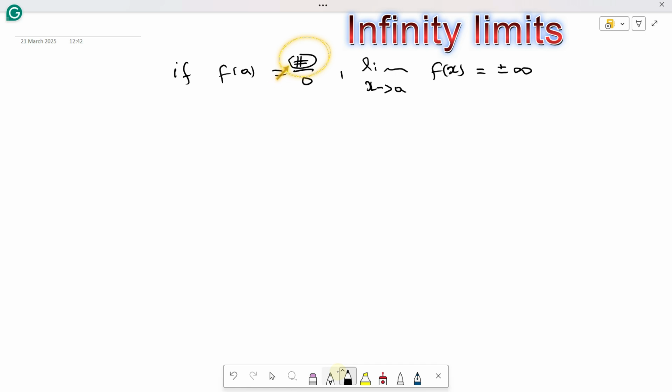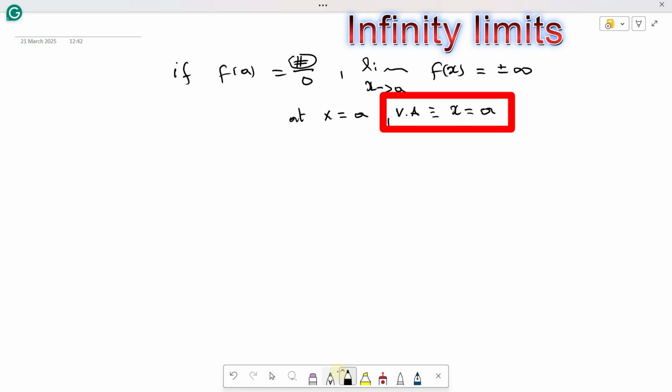When we get an infinite limit, it doesn't mean that the limit exists. The limit doesn't exist, but it is an indication of something very important. It indicates that at the point x equal to a, we have a vertical asymptote, and this vertical asymptote has equation x equal to a. So this is the next thing that you have to know.